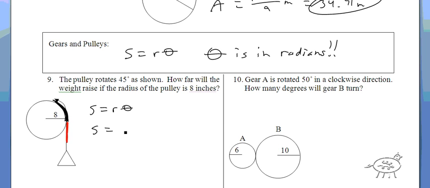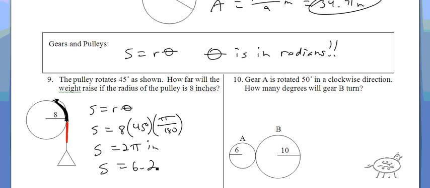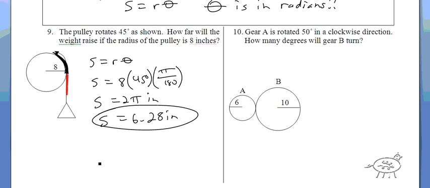So S equals 8 is the radius, times, I'm going to travel 45 degrees. Of course, it's got to be in radians, so it's pi over 180. So if I figure that out, it's 2 pi inches, or 6.28 inches. Okay? So that's a pretty basic one with just one pulley. Let's talk about gears now. Gears are actually pretty interesting.